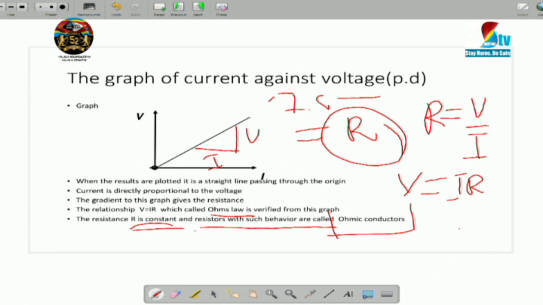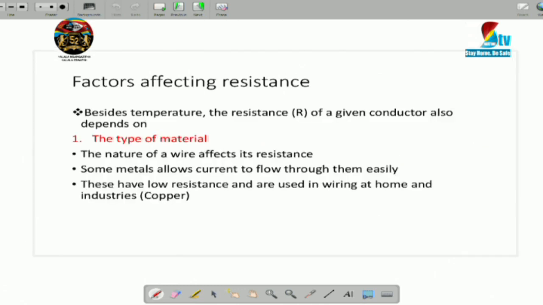Which are those? The ones that have a fixed resistance. Now, what are the factors that affect resistance? Let's quickly go through the factors that affect resistance. What would the resistance depend on? Resistance depends on a number of things, but we're just going to look at a few.